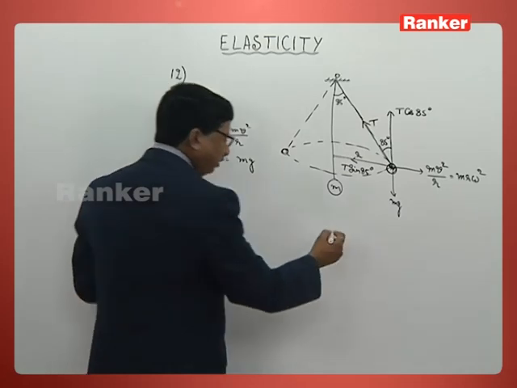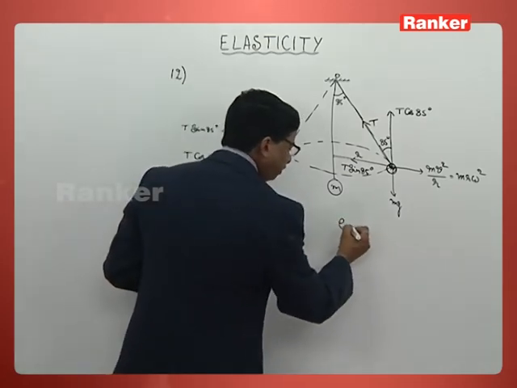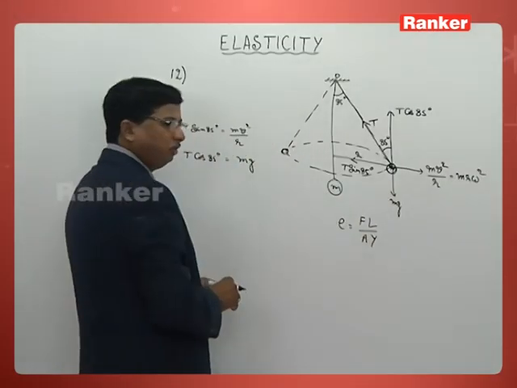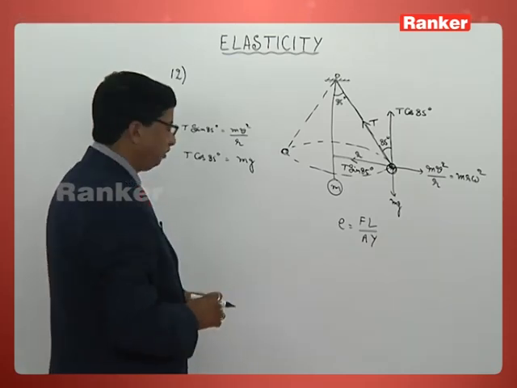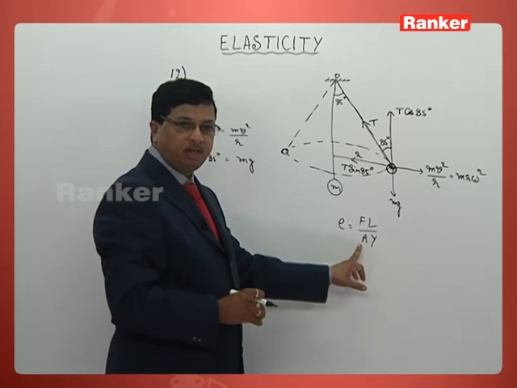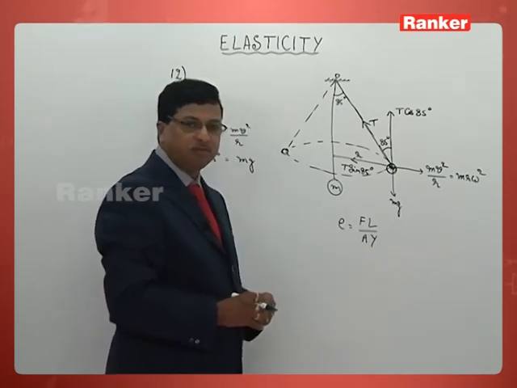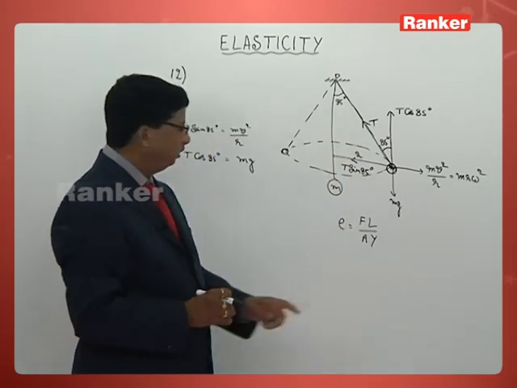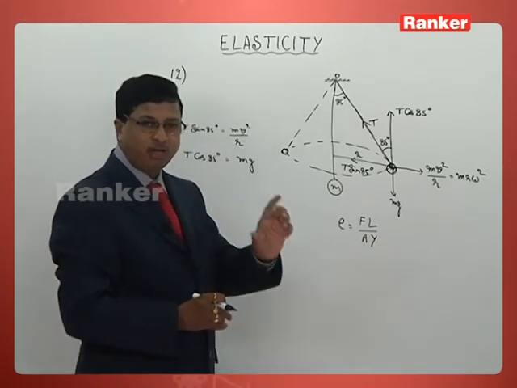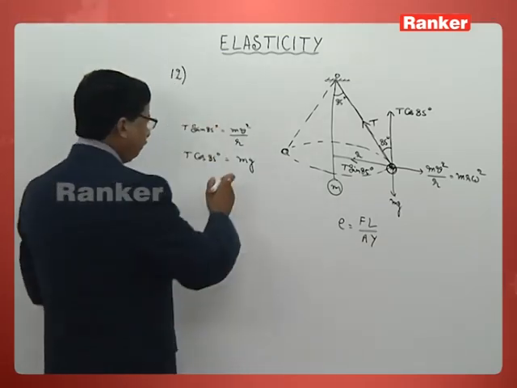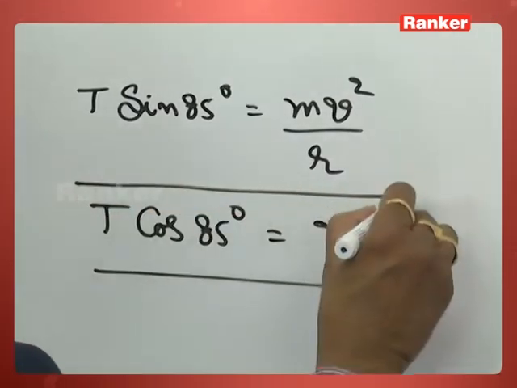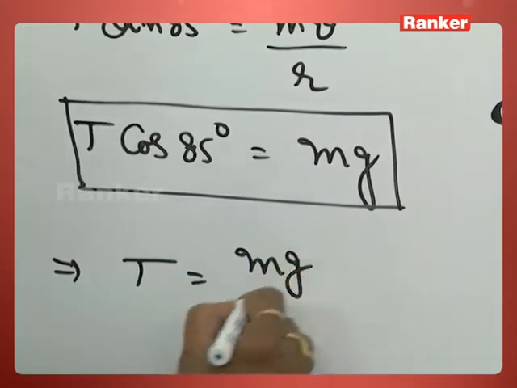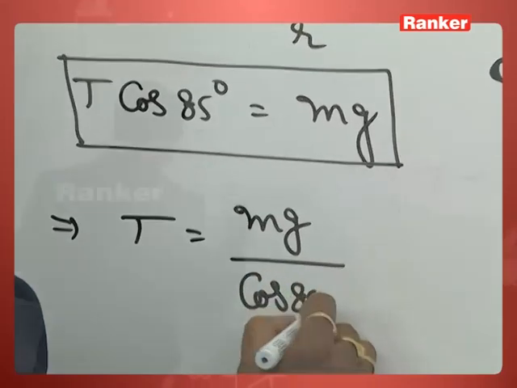So the increase, meaning elongation, is FL by AY, is it not? You can certainly understand what is what out of that. L is length, A is area of cross section of the wire, and Y is its Young's modulus. F is going to be the tension in the string. That value of tension I have to calculate from these equations. So let us take this equation first. If you want tension from this, T can be written as mg by cos of 85.